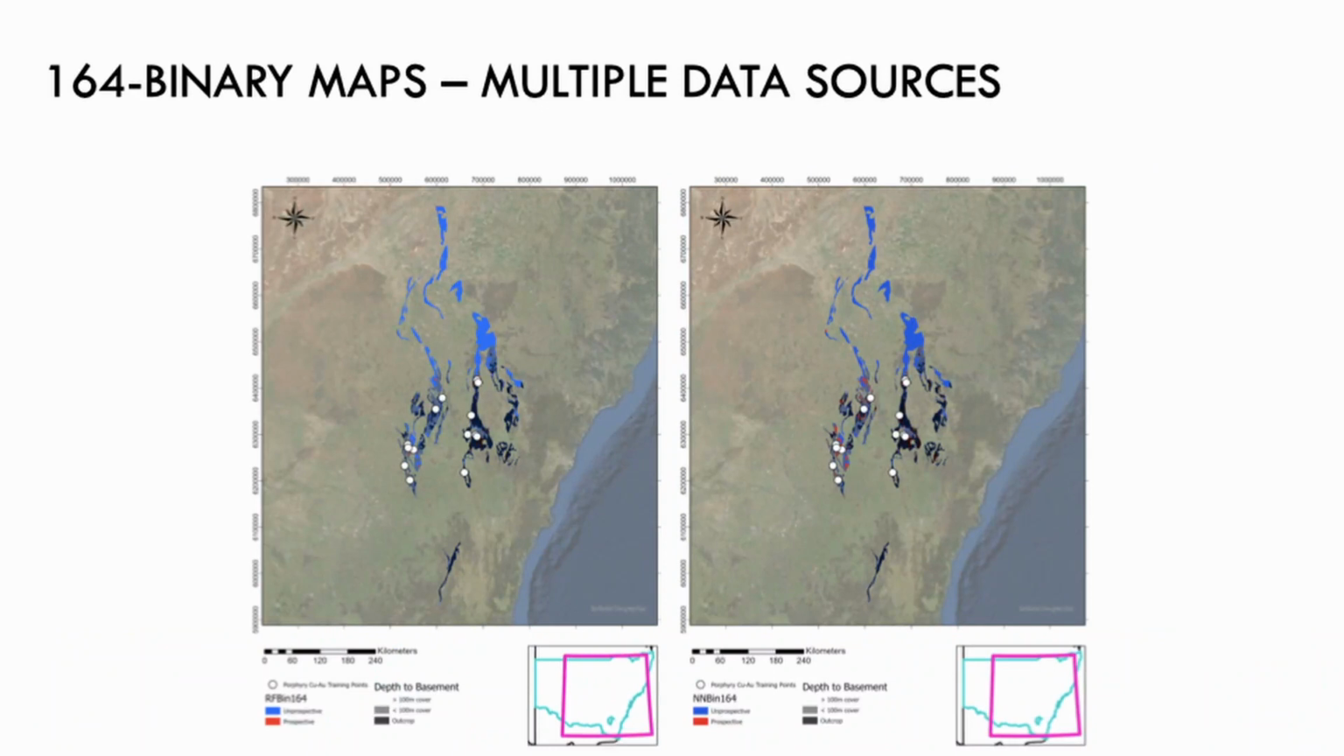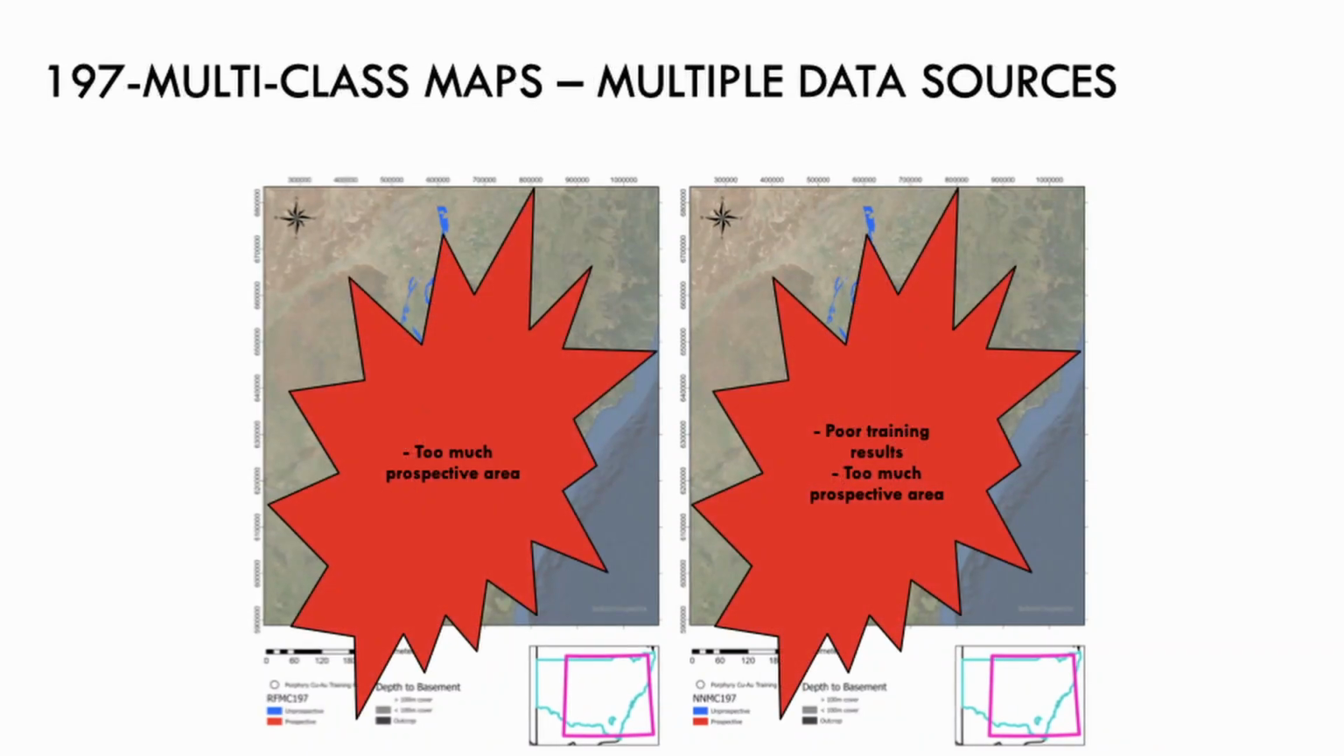Looking at the 164 binary maps from the multiple data sources, again you can see there is very little prospective area in those undercover areas. But when we start to look at the 197 multi-class maps that don't have the favourability criteria applied, we can start to see some prospective area coming up in these interpreted undercover areas. However, as I was showing in those earlier tables, there are some issues with some of these models. The random forest model has too much prospective area, with about 50% of the Macquarie Arc coming up as prospective. And the neural network model had really poor training results and again too much prospective area for it to be useful.